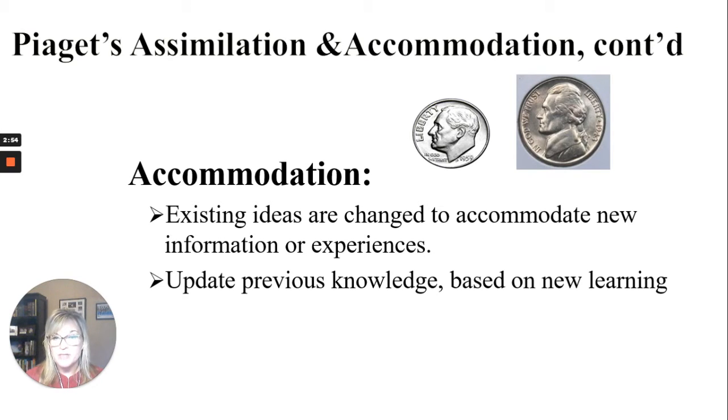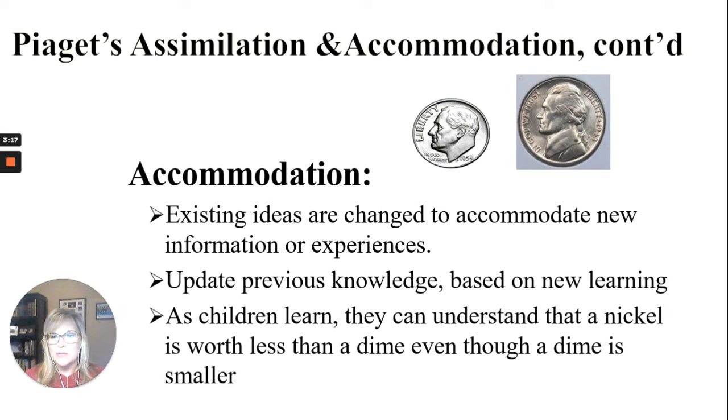change the old information that you have in order to accommodate new information. If you talk to a really young kid before 6, 7, they are going to tell you that a nickel is worth more than a dime because it's bigger. They think bigger is better, and you can't convince them that a dime is worth more. But as they get a little bit older and they start to learn about money, and they start to learn that bigger is not always better, they can start to understand that a nickel is worth less than a dime, even though that dime is smaller.